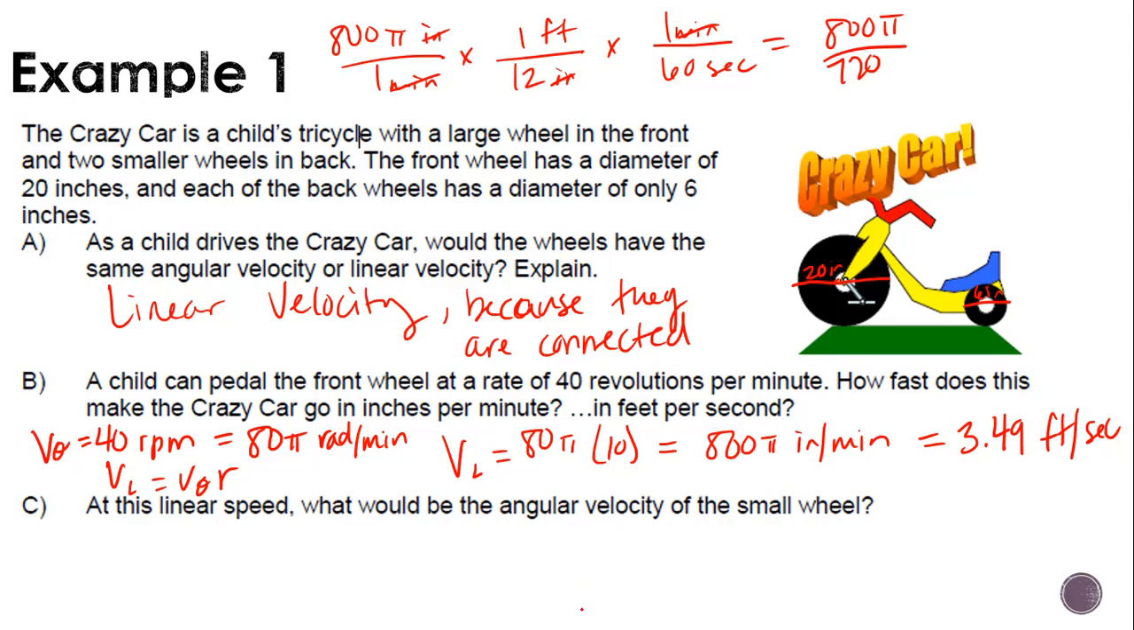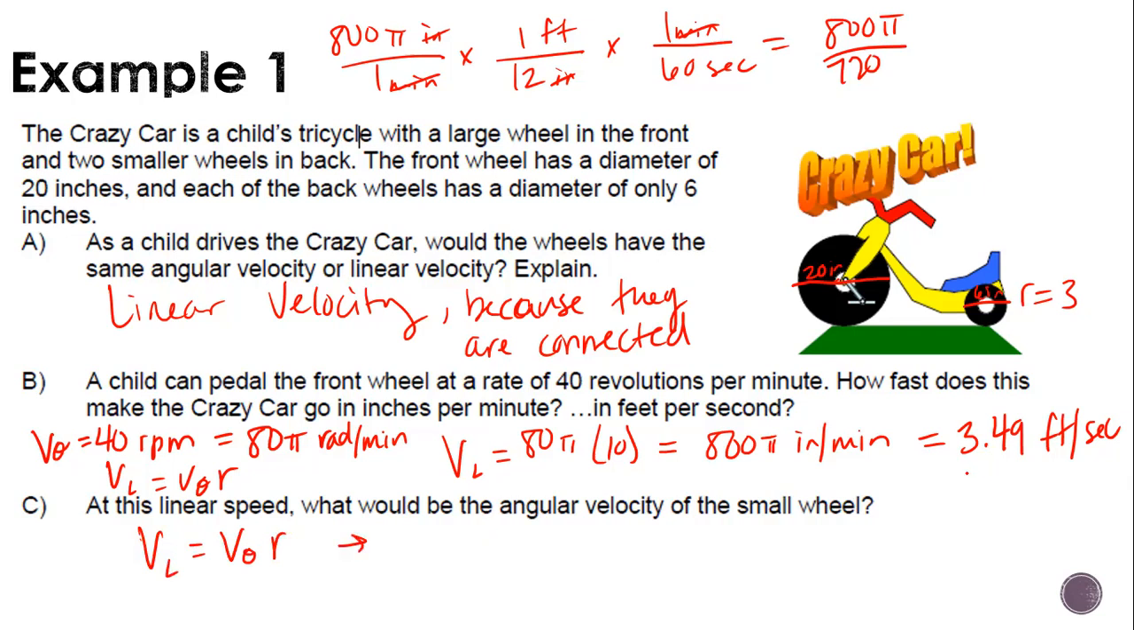Stay on track. At this linear speed, what would be the angular velocity of the same wheel? Okay, so we now know the linear speed. And we want to find the little one, right? Because their linear speeds are going to be the same because they're connected by the ground, right? And so because they're connected, on this one, what is its radius? 3. So again, we know linear speed equals angular speed times the radius.